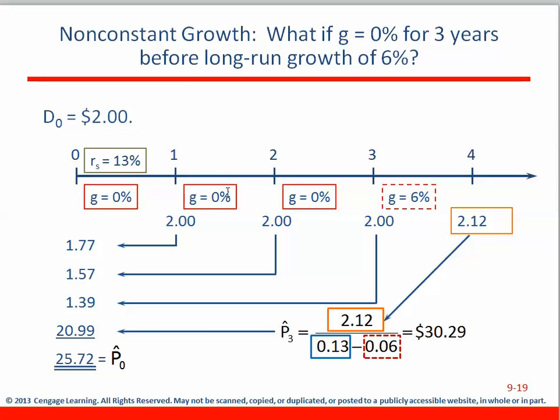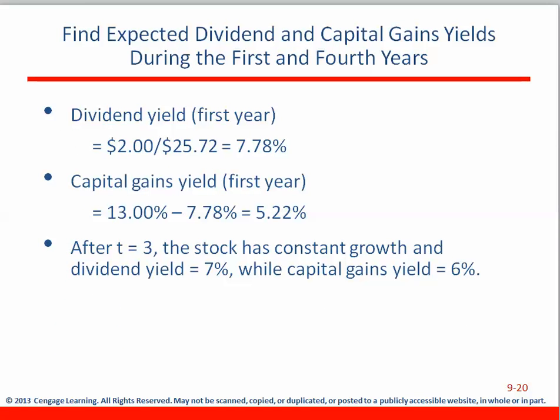Cash flow 1, cash flow 2, and cash flow 3 is 32.29, and I solve for the price, and it's 25.72. Okay, so this non-constant growth model can be used with any set of growth rates, and you just need to forecast the dividends out until you see constant growth in the future. And then like the problem before, the dividend yield is 2 over the price, 7.78.